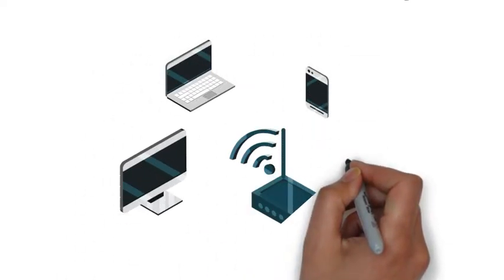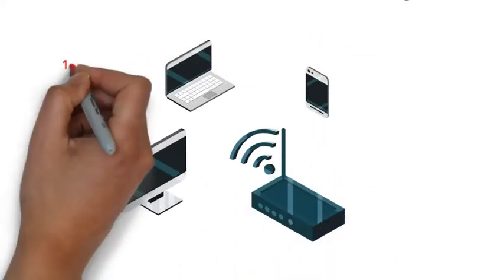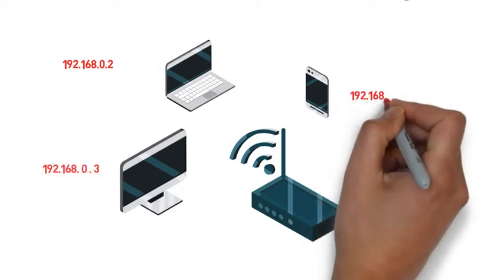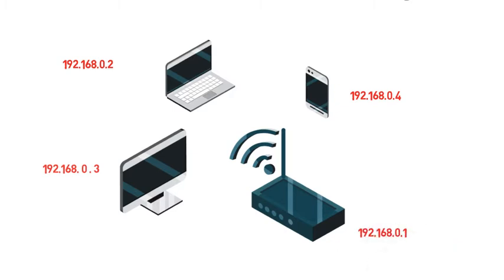An IP address is a numeric address that allows us to identify a device on a network. Every single device has to have an IP address to be able to communicate with other devices or get Internet connection.